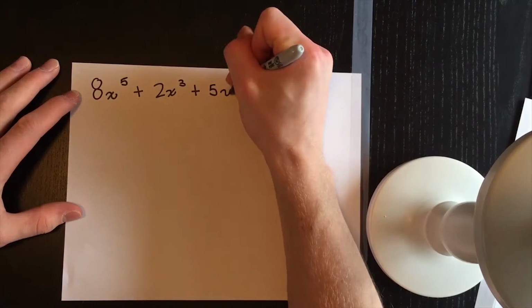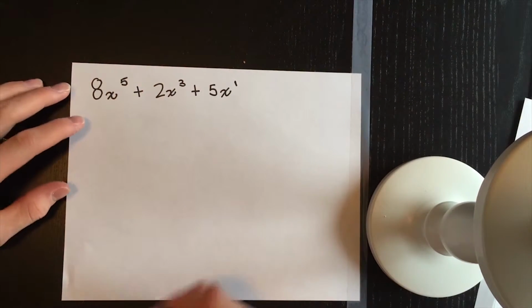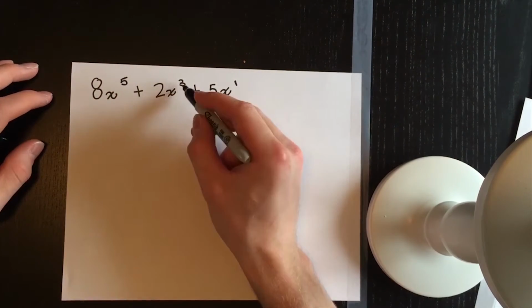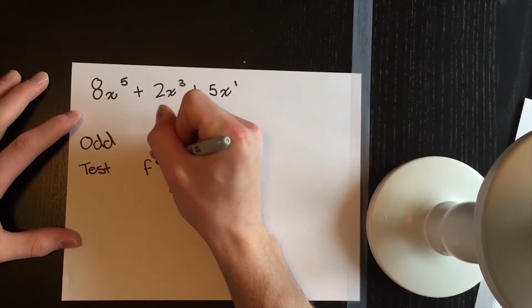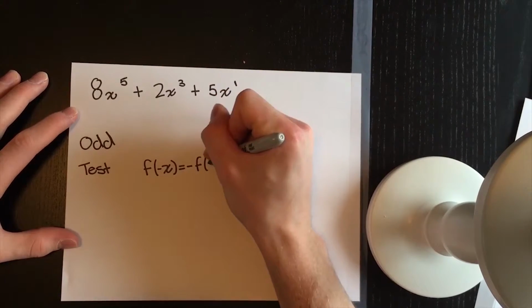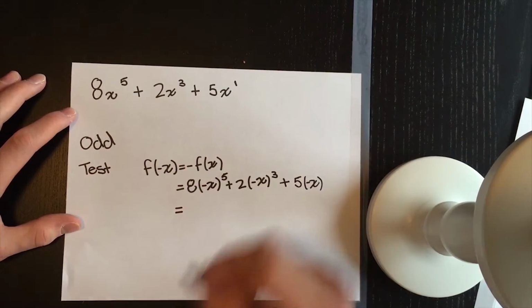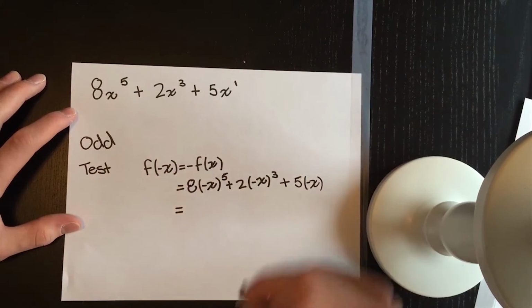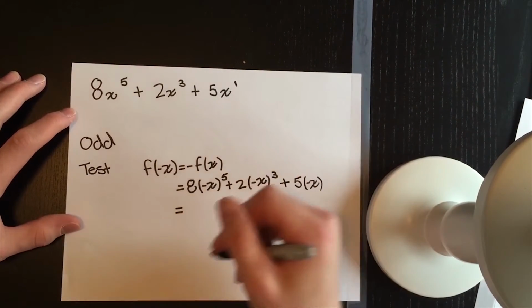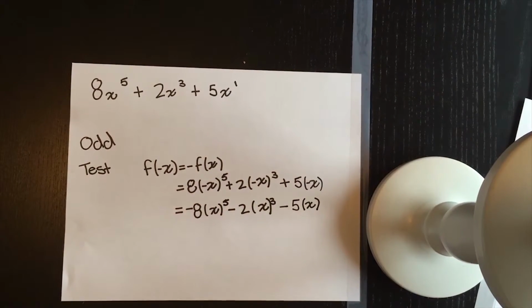This is an example of an odd function because all of the variables are raised to the power of odd numbers, 5, 3, and 1. We can determine if the function is odd if f of negative x is equal to negative f of x. Where the variables are being subbed in as negatives, the term will become negative. Thus, when a negative variable is subbed in, it is equal to the negative of the original function.